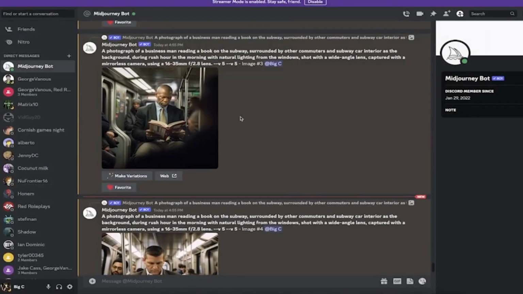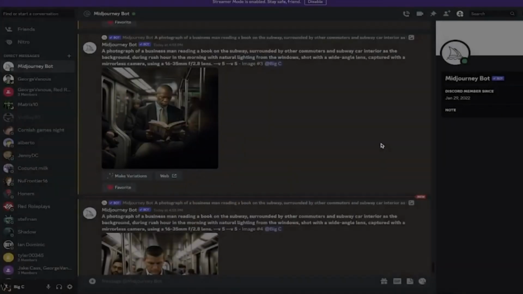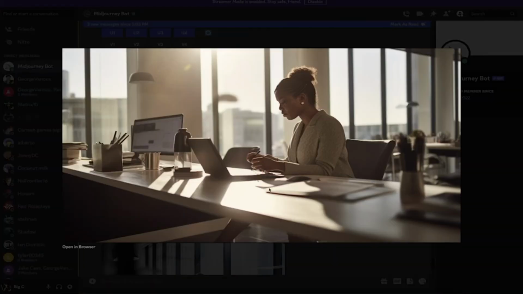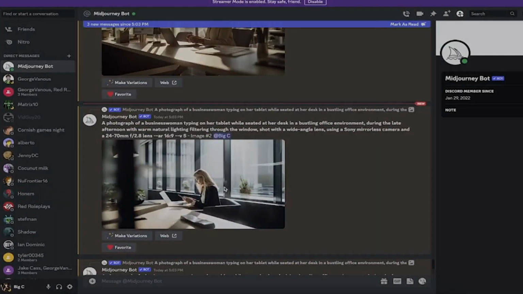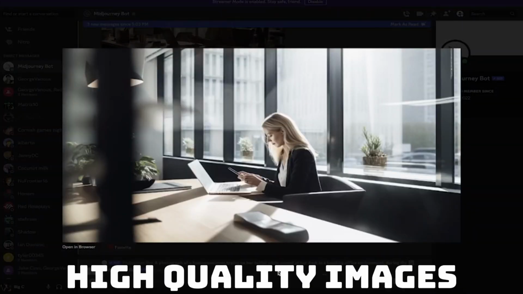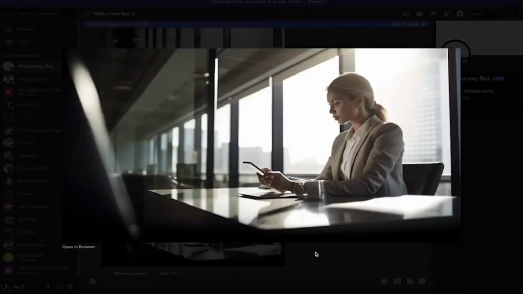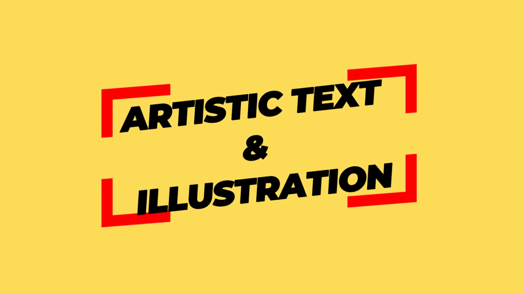1. Stock photo generation. One of the most practical uses of Midjourney AI is in stock photo generation. With its ability to interpret text prompts and create corresponding images, Midjourney is transforming the stock photography industry. It can quickly generate high-quality images for various themes and concepts, making it a valuable tool for content creators, designers, and marketers.